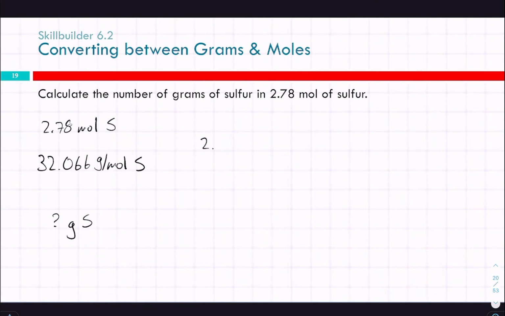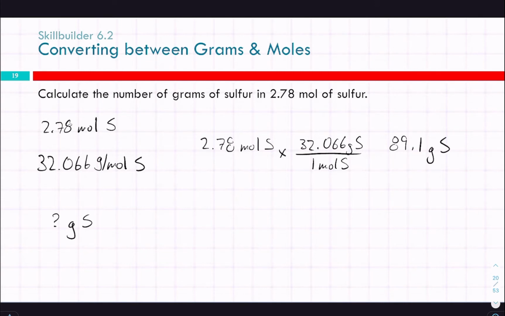So you do 2.78 moles of sulfur, and we want to cancel moles of sulfur. So that'll go on the bottom. 1 mole of sulfur is 32.066 grams of sulfur. So 2.78 times 32.066, and we'll get 89.1 grams of sulfur.